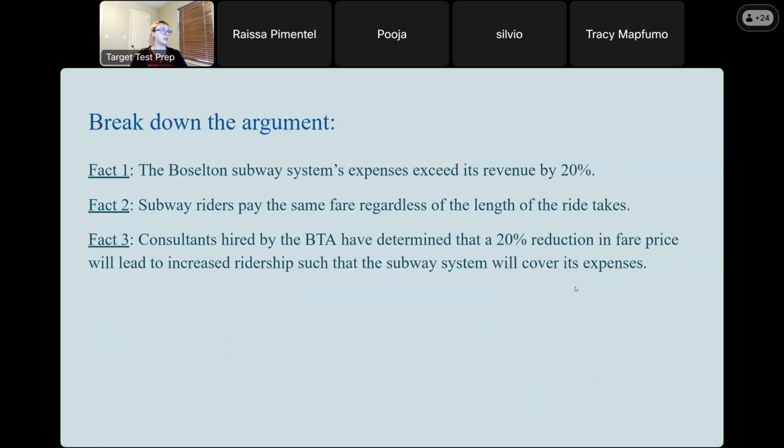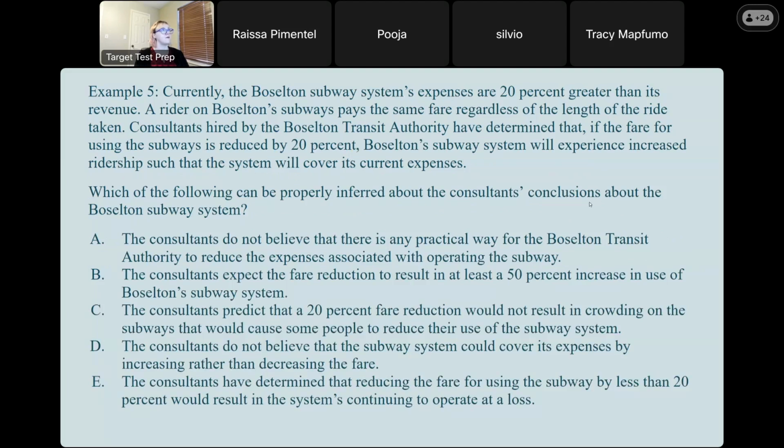So, Bozelton subway system's expenses exceed its revenue by 20%. Subway riders pay the same fare regardless of the length of the ride. And consultants hired by the Bozelton Transit Authority have determined that a 20% reduction in fare prices will lead to increased ridership such that the subway system will cover its expenses. I picked this one because I had been very nitpicky about the math in the last couple of lessons, and I did not have a good example with valid math.